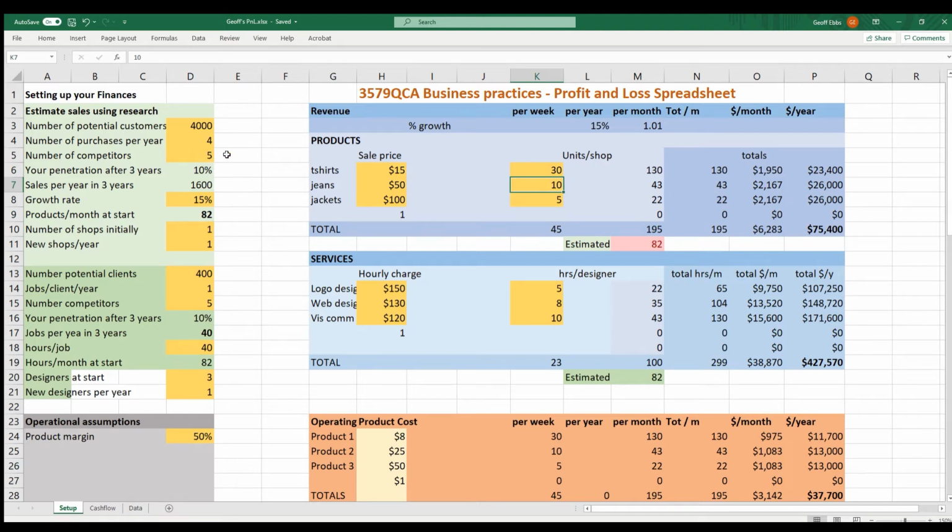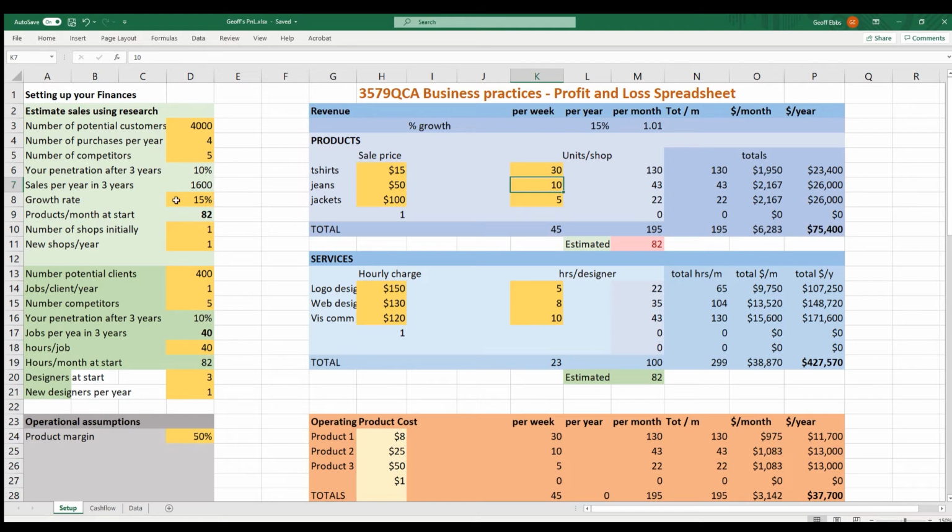So if there's five people in the market, you might get as much as 20% each. That would be the average amount, but you are coming in new, so the computer has predicted you will get halfway towards your 20% in 3 years. So a fairly conservative estimate, but always better to have conservative revenue estimates and high cost estimates to make sure that you don't come unstuck. And so if that prediction is right, you would be selling 1,600 items a year after 3 years.